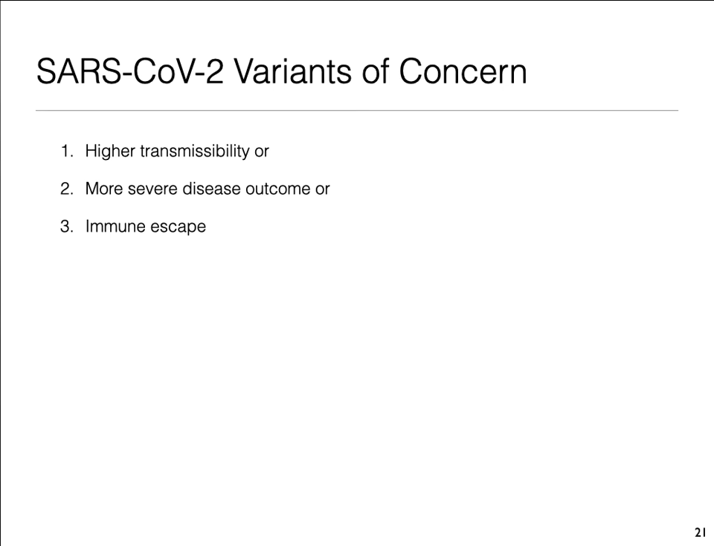And in particular, what's of core interest is to detect variants of concern as defined by the WHO, which are variants which either have a higher transmissibility compared to the currently circulating strains, or cause a more severe disease outcome, or have some immune escape in the case of people who had a previous SARS-CoV-2 infection with the common variants or were vaccinated.